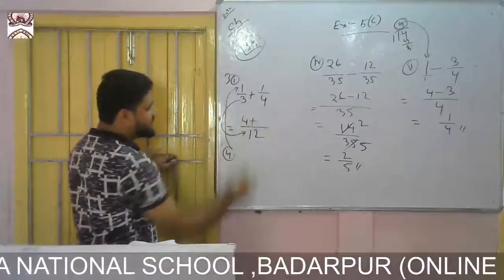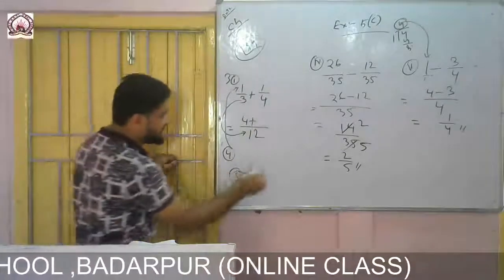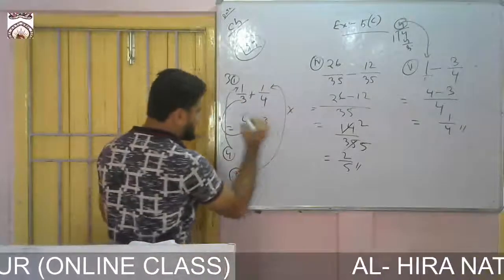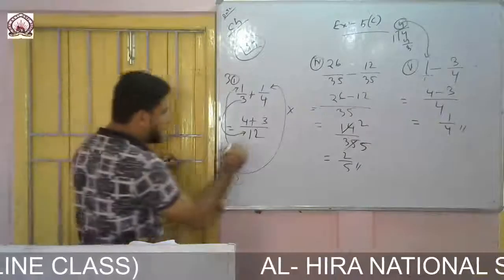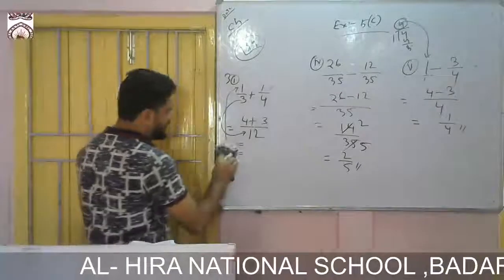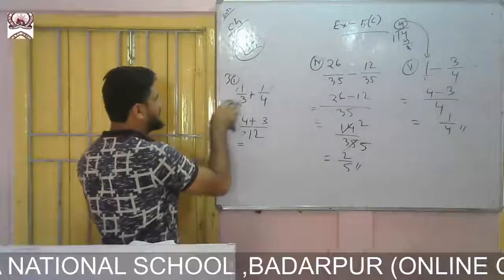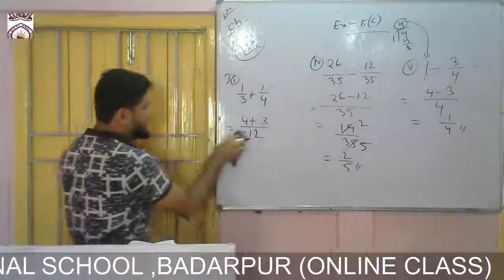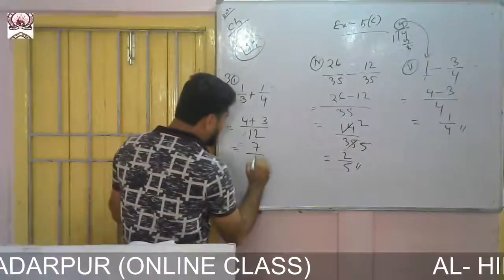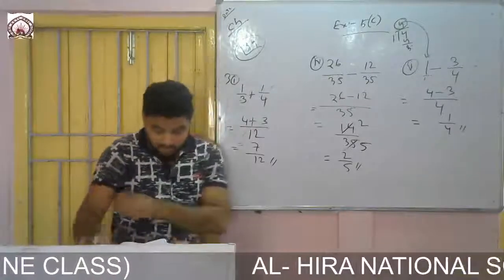12 divided by 4: 4 3s are 12, so we get 3, and this 3 should be multiplied with this numerator. So 3 1s are 3. Understood? Now you add it and you get the answer. So 4 plus 3 is 7. 7 by 12 is the required answer.